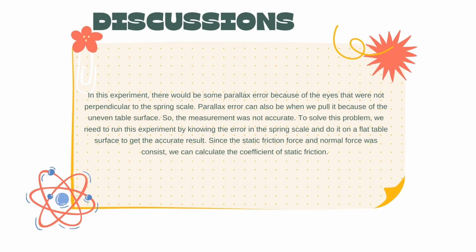And this is the discussion. In this experiment, there will be some parallax error because of the eyes that were not perpendicular to the spring scale. Parallax error can also occur when we pull it because of the uneven table surface, so the measurement was not accurate. To solve this problem, we need to run this experiment by knowing the error in the spring scale and do it on a flat table surface to get an accurate result. Since the static friction force and normal force were consistent, we can calculate the coefficient of static friction.